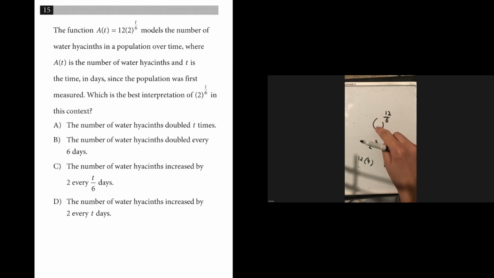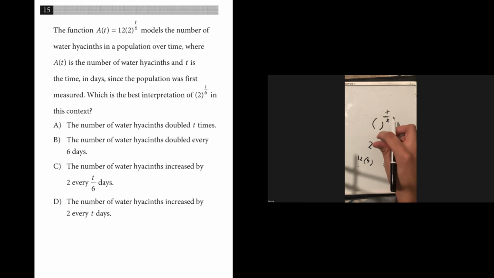And so if this number was like a 3 here instead of a 2, it would basically mean the number of them tripled every 6 days. And if this number went down from 6 to 4, then the number of whatever water things tripled every 4 days. And so the t over a number, let's just use x for this example, t over whatever this number is, is the amount of time for it to double or triple or whatever.